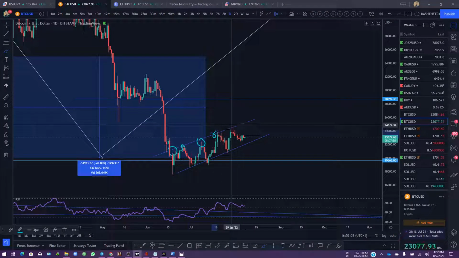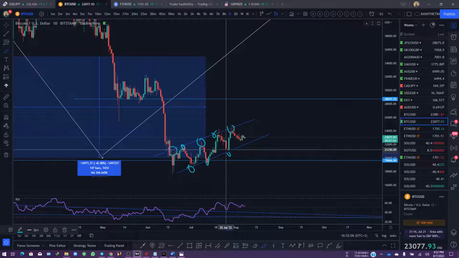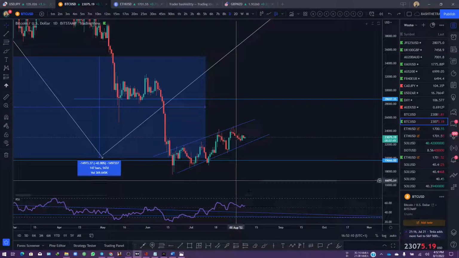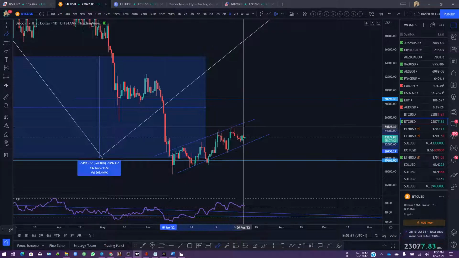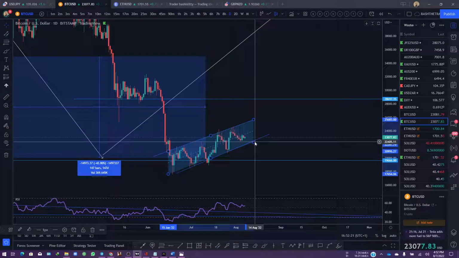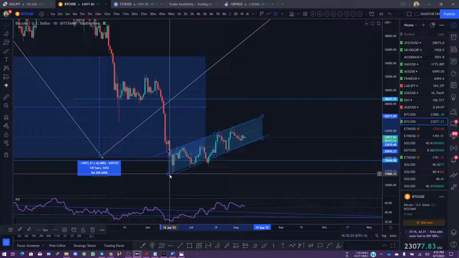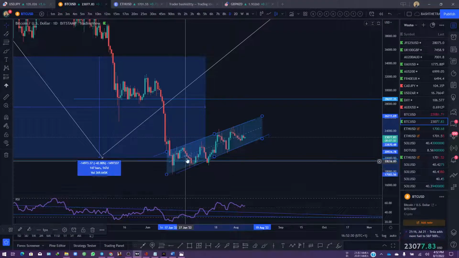Basically, price is just going up and down in between this channel, right? So let me use this tool so that you guys can see the channel clearly. I think it's the parallel channel. I'm gonna draw it like this and then bring it down like this. I'm just gonna adjust it a little bit so that we can see clearly that this is a channel.